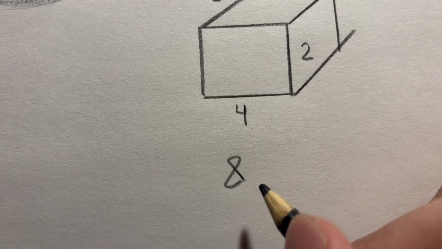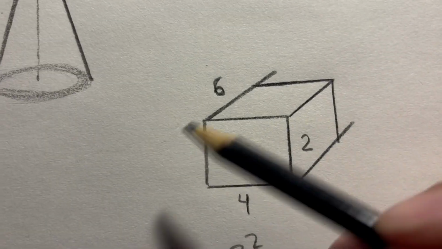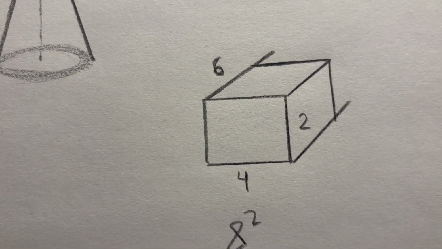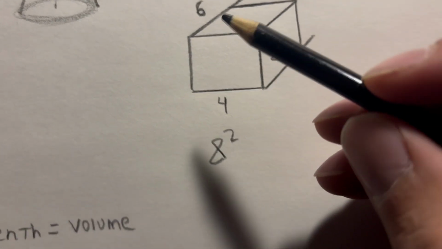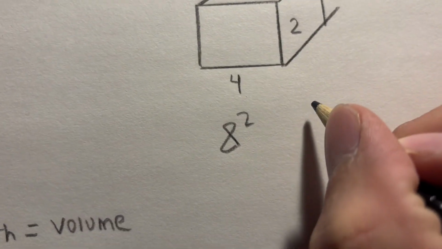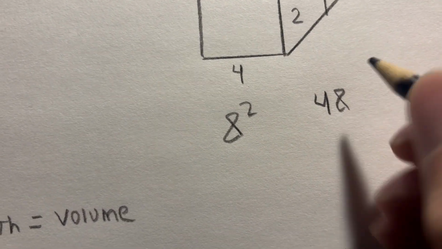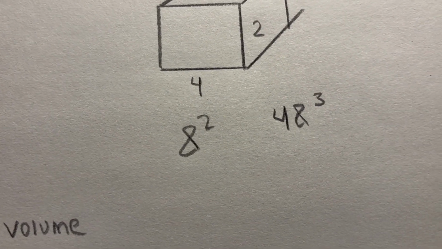So that's the area, 8 squared. The depth is 6. Now we just multiply 8 by the depth, and 8 times 6 is 48. So it'll be 48. Since it's in 3 dimensions, it's cubed, like so.